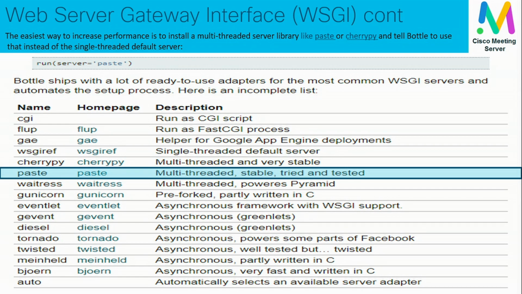In our demonstration, we're going to use Paste, which is a multi-threaded, stable, and tried and tested web server with the Bottle interface. You are welcome to use any of the other interfaces. I wouldn't recommend CGI, as running a CGI script would increase the CPU utilization for your server. There are some other ones listed here, but the most common ones that people use are going to be CherryPy or Paste.